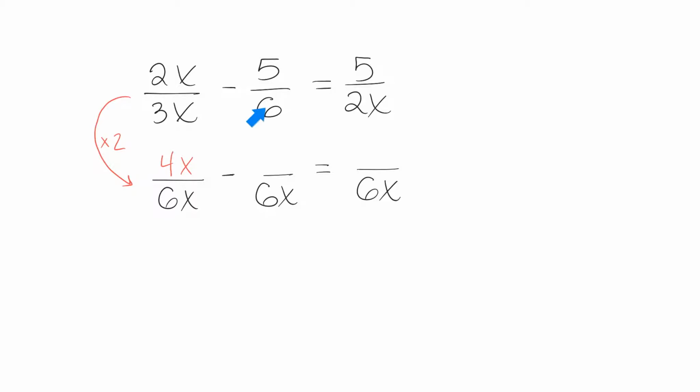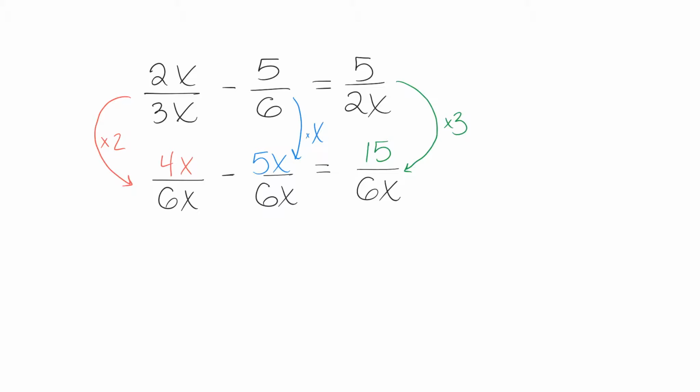Over here, 6 times what equals 6x? Well, we need to multiply by x, and 5 times x is 5x. Don't be scared of the variables. And in this one, 2x times what is 6x? We need to multiply by 3. So 5 times 3 is 15.